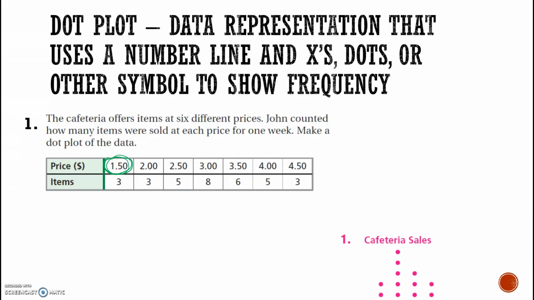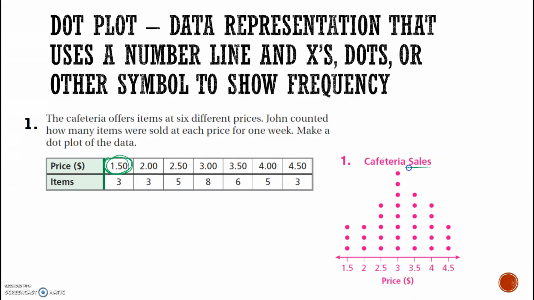Okay, let's see how you did. Don't forget, you need to have a title. Now, in this dot plot, they also labeled the price down here. That's important. The more information you give the person reading your data display, the better they're going to understand it. Notice, since there are fractional parts in our data, we were able to show that on our number line as long as we used a scale. Each time I add a new part to my number line, it's going up by 5/10. Okay?